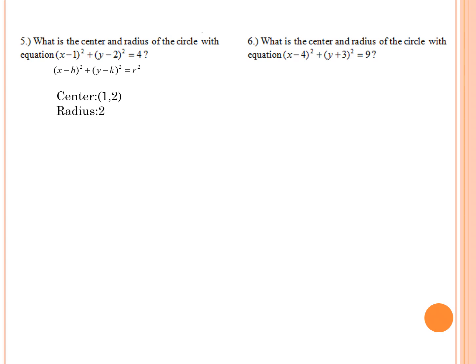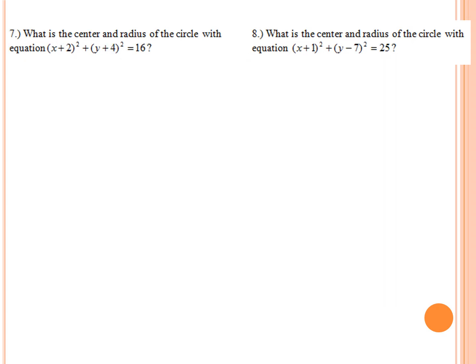Again, number 6 is going to be the same exact thing, and make sure that 3 is positive in our equation, so when you write out your center, it needs to be negative. And again, it is r squared, so you have to take the square root of 9 there, which is 3 for our radius. A few more examples of this.